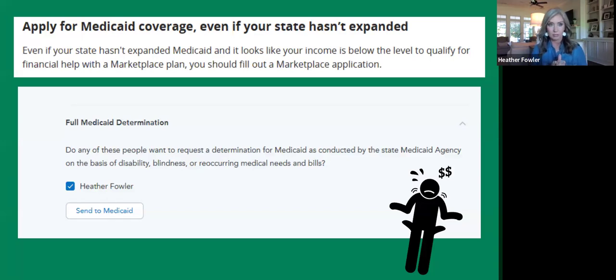So here's some options. You can fill out the application, and there'll be a little box at the end where you can check it, and you can send that application through to Medicaid. Maybe something has changed and it would go through this time and they could get Medicaid. That would be one thing you could try doing to help them.